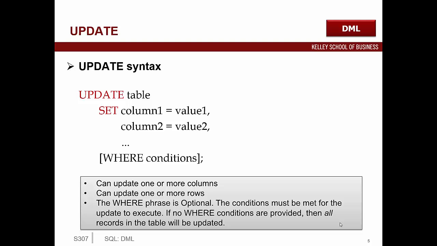So the basic syntax for update is update and given table name and set the value for the column that you want to update. There's also a where condition, and the where phrase is optional. So if you have a where condition specified, that means only the rows that satisfy the conditions will be updated. If you don't have the where condition provided in your update command, that means all the records in the table will be updated. So let's see an example here.